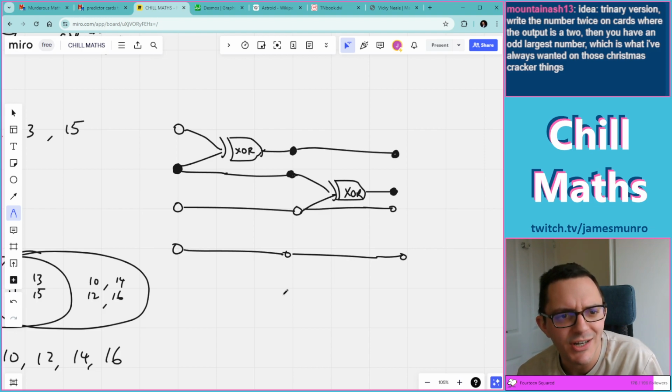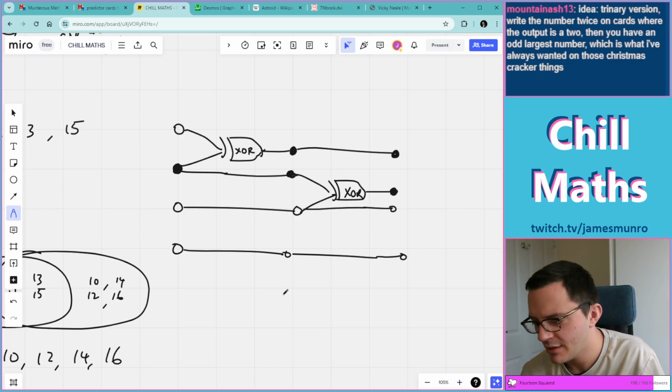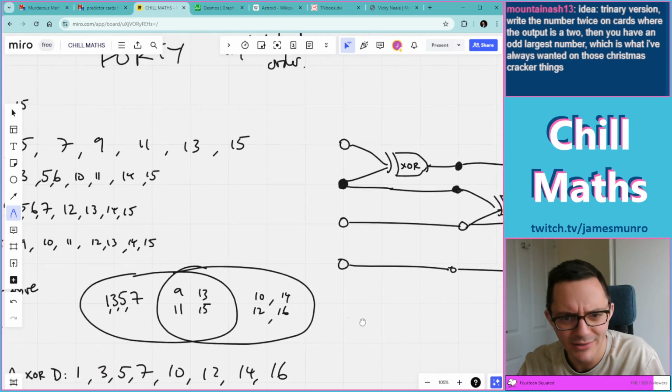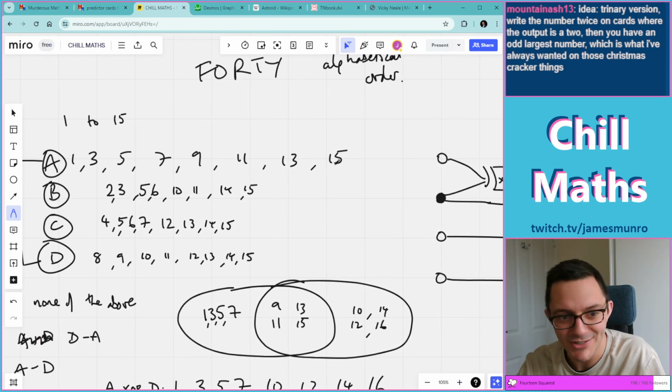Write the number twice on the cards where the output is a 2, then you have an odd largest number, which is what I've always wanted on those Christmas cracker things. How did the Christmas cracker... Hang on. So odd largest number, I'll get to try and read in a second.